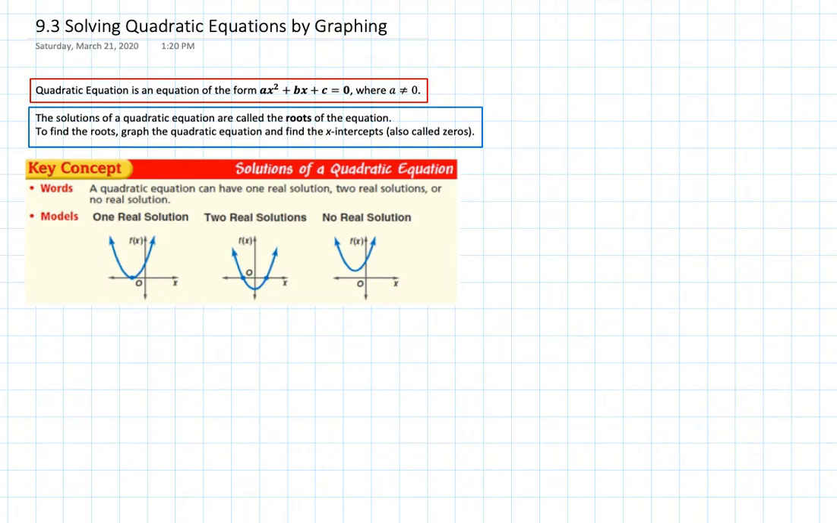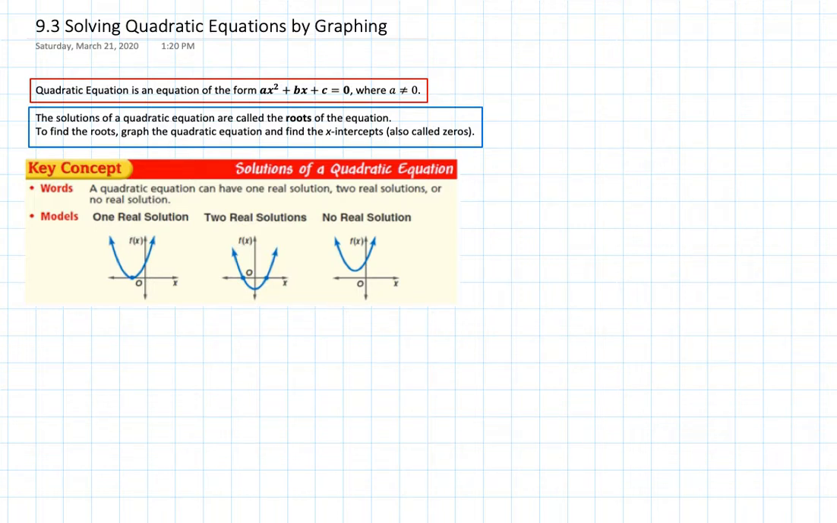Okay, today we're doing 9.3, solving quadratic equations by graphing. The good news about this lesson is it's graphing, and we did that in 9.1. So it's more practice with it, but there's nothing really new as far as information. We're going to look at these graphs and see where they cross the x-axis, because where they cross the x-axis will be our answers.